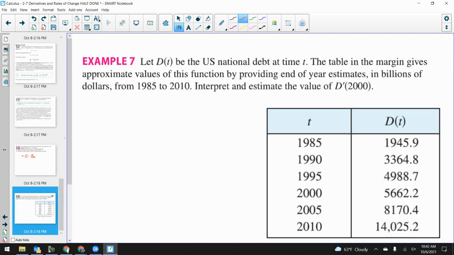Let's take a look at another one. This is a different function. D of t is our national debt. The table in the margin gives the approximate values of this function by providing the end of year estimates in billions of dollars, 1985 to 2010. Interpret, estimate, the derivative. What is the derivative of this function? If you're looking at the interpretation of the derivative, you need to find basically the slope, because that is the derivative.